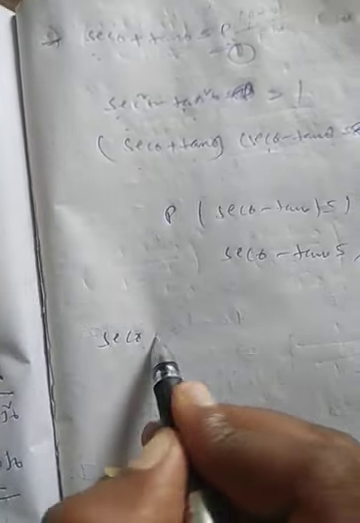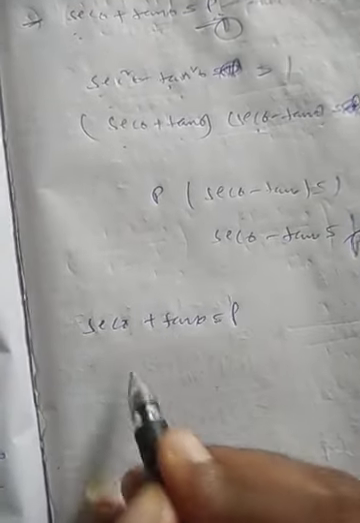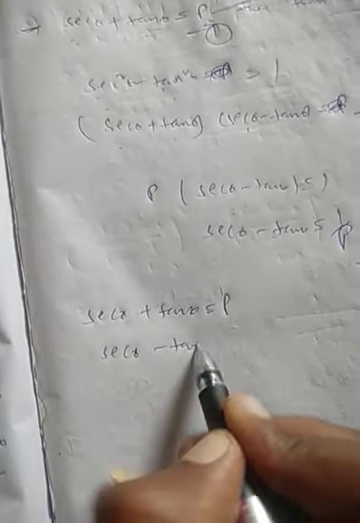This is x plus y, this is x minus y, like that. So now sec theta plus tan theta is equal to p. Sec theta minus tan theta is equal to 1 by p. Tan theta minus tan theta will be cancelled. Sec theta plus sec theta is 2 sec theta, p plus 1 by p.